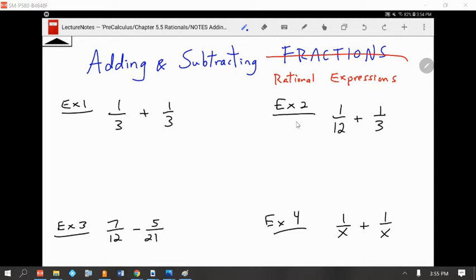Second period pre-cal, let me hear you. Woo! Forgot to ask that in first period today. So first period pre-cal, let me hear you. Woo! Okay.